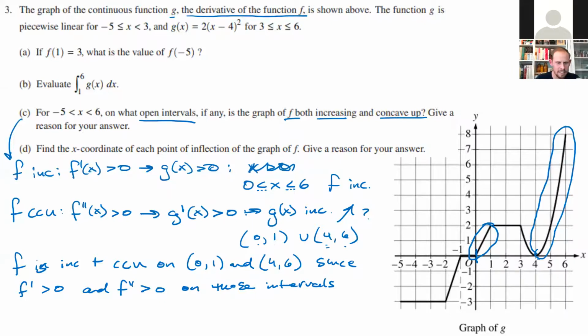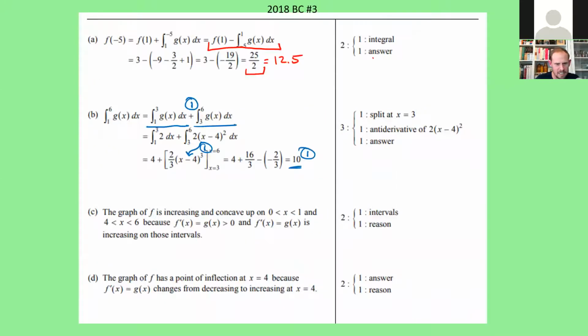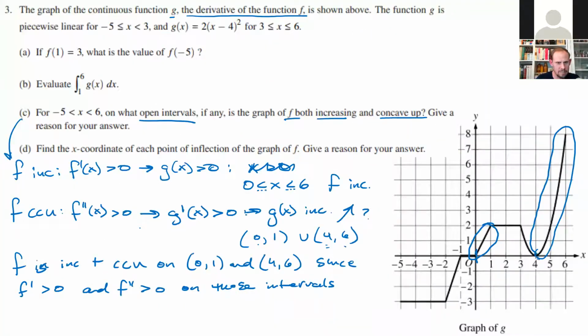Well, let's see. Maybe I did it right. Yeah, no, 0 to 1 and 4 to 6. All right, so now we're not looking at the concavity of this actual graph here, because remember, this is the derivative. This is already f prime. So if we want f double prime, it's just whether or not it's increasing or decreasing.